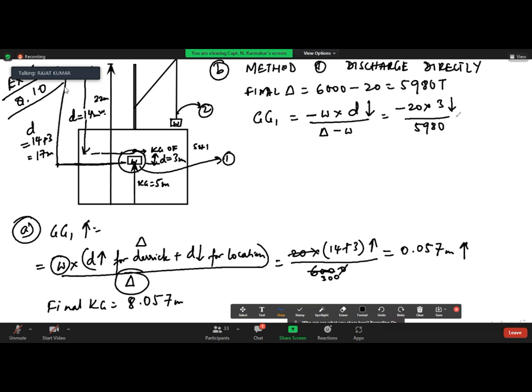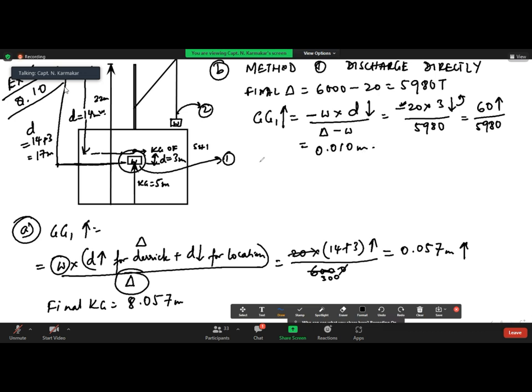Sir, D will be upward, right, sir? Or do we remove this minus sign? If we remove the minus sign, we will reverse the arrow. So 20 into 3 is 60. I will put the 60 upwards, divided by 5,980. So the GG1 sign will become upwards. And how much is that coming to? 0.01. Not just 01, something will come in decimal places. 0.0100, sir. Okay.